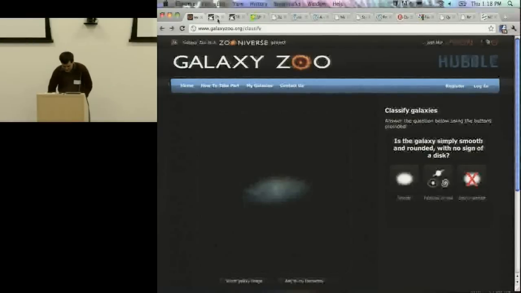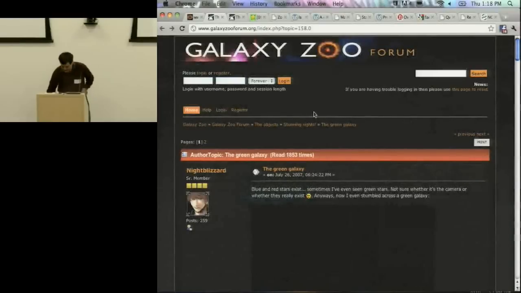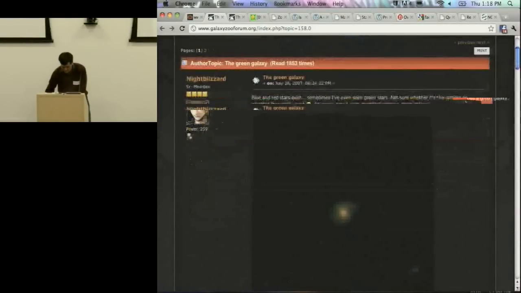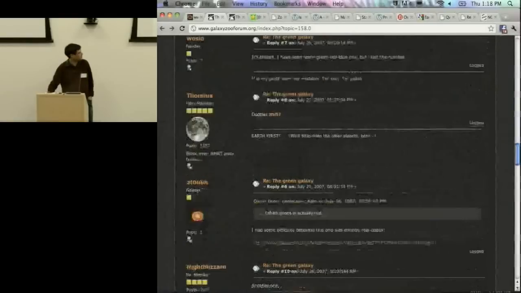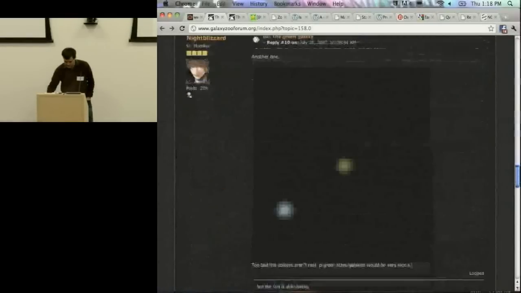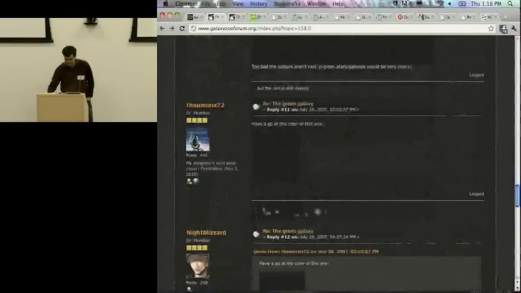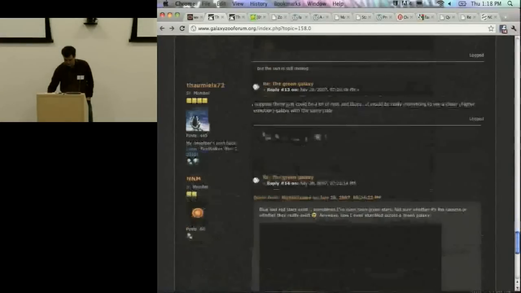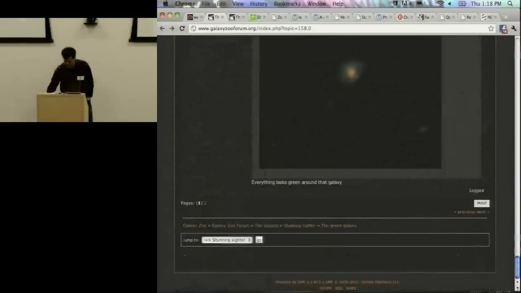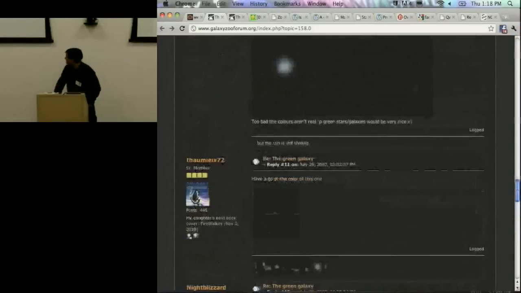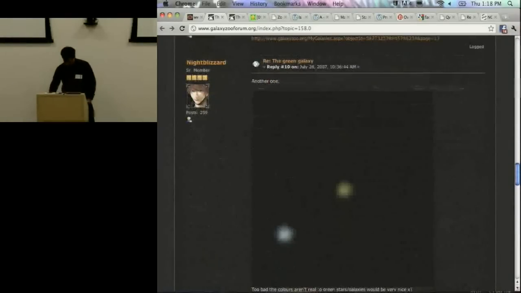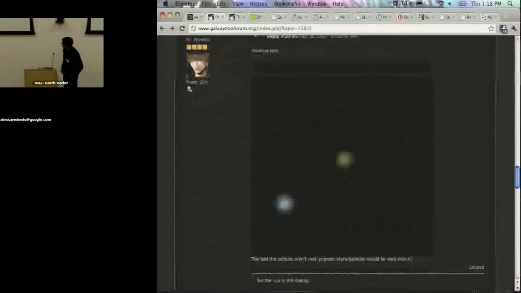So, some examples of some other things that have been discovered. Here is the Galaxy Zoo forum. We can just get it down. Right. Excuse me. Chace? Right. Okay. It's unfortunately not very easily visible.